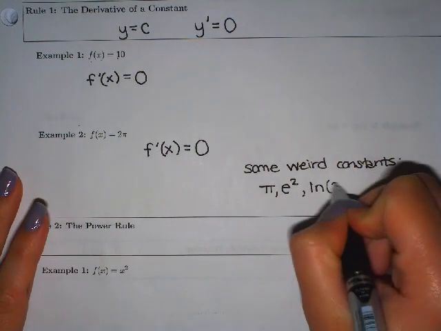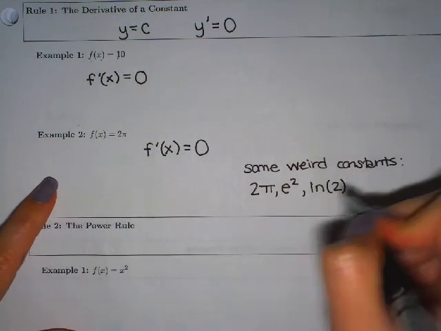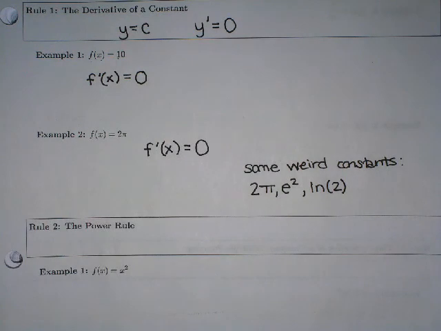Or like ln of 2. You could plug that in on your calculator. Ln of something is just a number. The derivative of any number is 0, whether it's 2 pi, e squared, or ln of 2. All of our crazy looking constants, their derivative is 0.